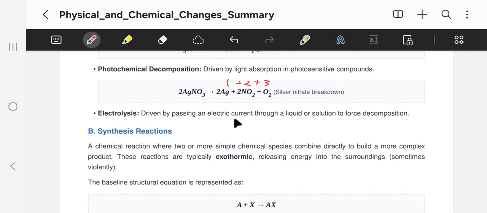Electrolysis is driven by passing an electric current through a liquid or solution to force decomposition. So this electrolysis, guys, can help us to have the ability of having a decomposition reaction, and it needs what? It needs electric current. Okay, that's what it is.